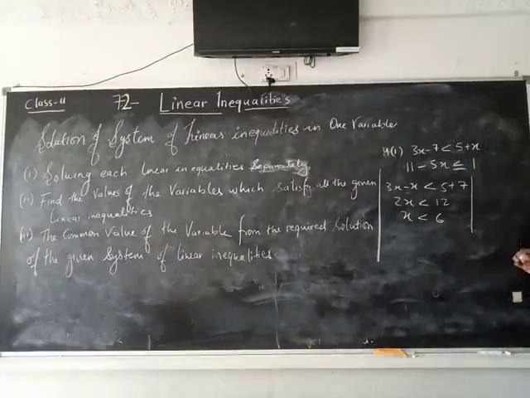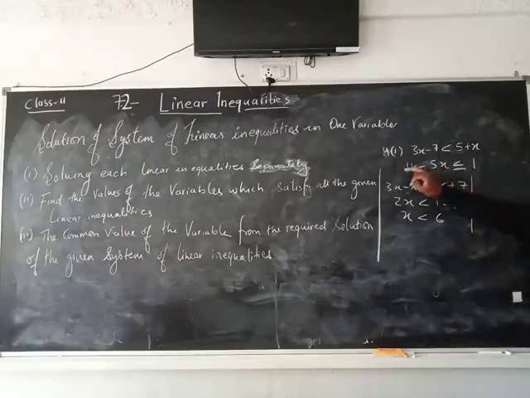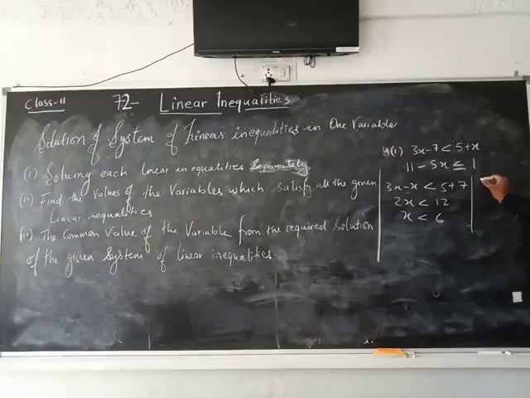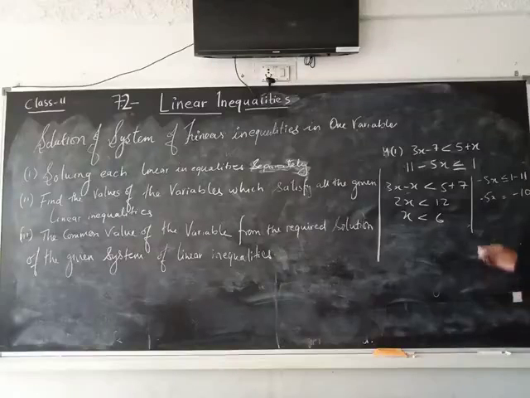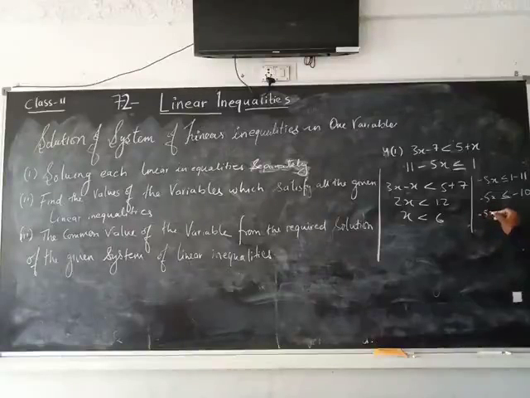The second part also I'll be solving over here. When I solve the second part, it's going to be much clearer for you guys. 11 minus 5x. So I'll take minus 5x, and then 1 minus 11. And then it's going to be minus 5x less than minus 10. Then I'm going to divide this by minus 5. When I divide this by minus 5, the sign changes. So I'm dividing by minus 5.